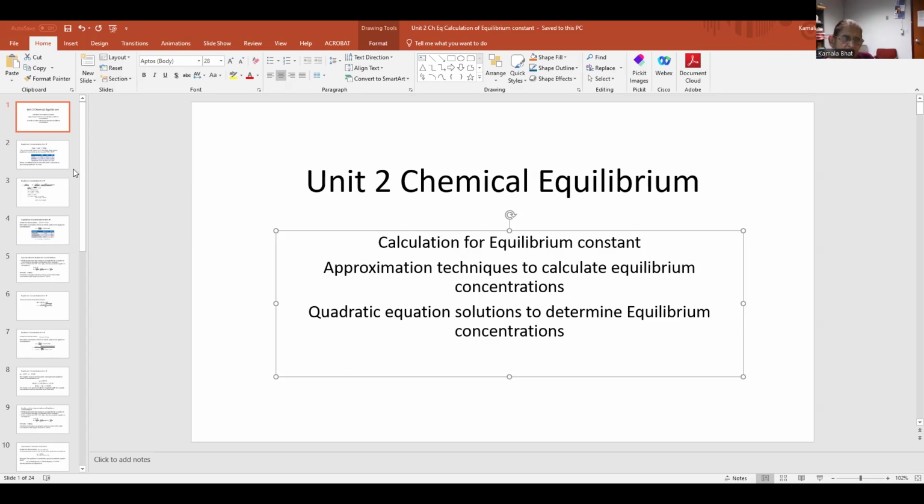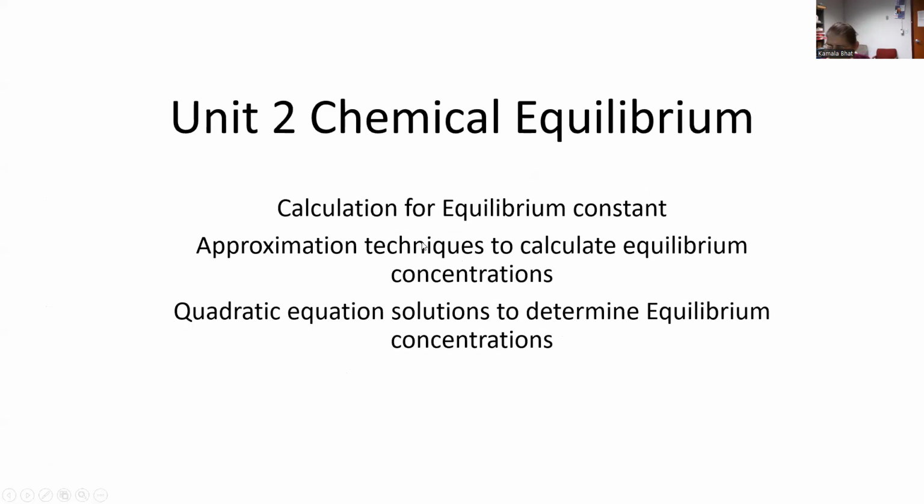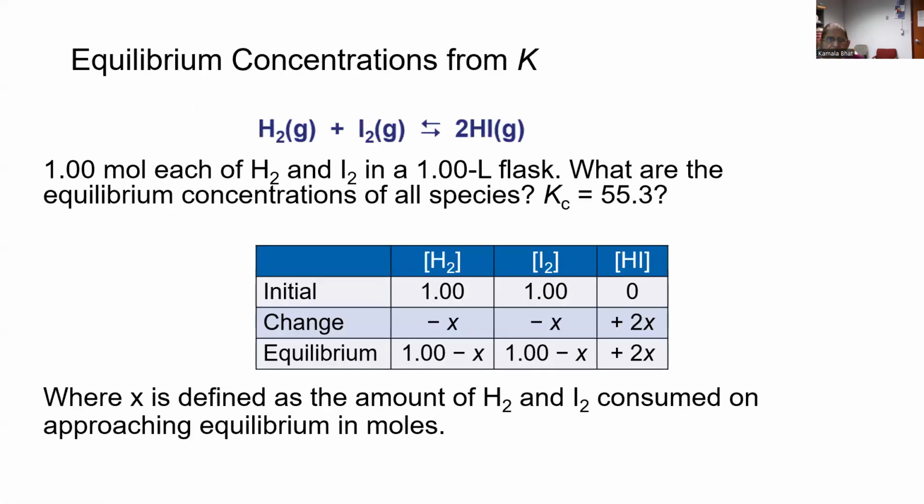And so with that, I'm going to start the equilibrium constant. So we have to write the equilibrium concentrations from K, given that hydrogen gas plus iodine gas gives you 2 HI gas. Moles of each of the components are given and they're kept in a 1 liter flask. What are the equilibrium concentrations of all the species that are there? Kc is given as 55.3.